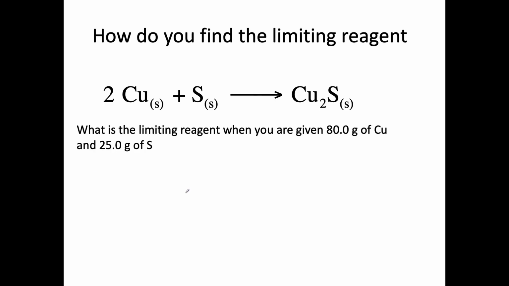But let's go ahead and begin with this. How do we find the limiting reagent? We have 2 copper plus 1 sulfur makes copper sulfide. So what we have is 80 grams of copper and 25 grams of sulfur. Now do not do 2 to 1. You don't, because we need to convert to moles. And here's the thing, and this is what people have problems with: okay, well, I got masses here. You need to convert to moles because moles is what we count.